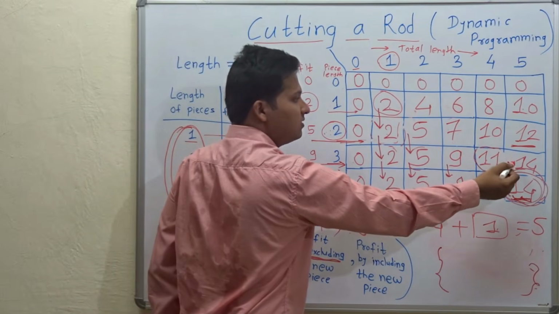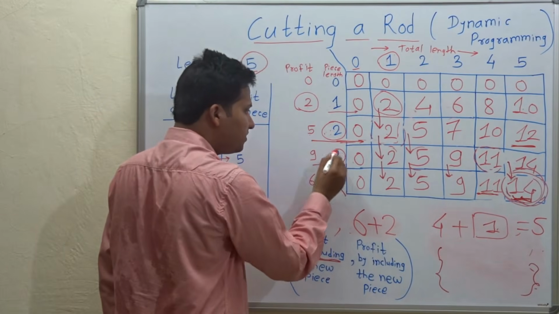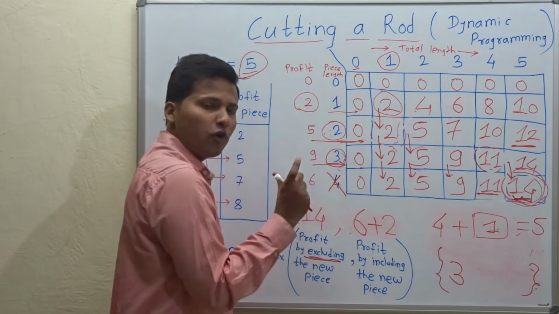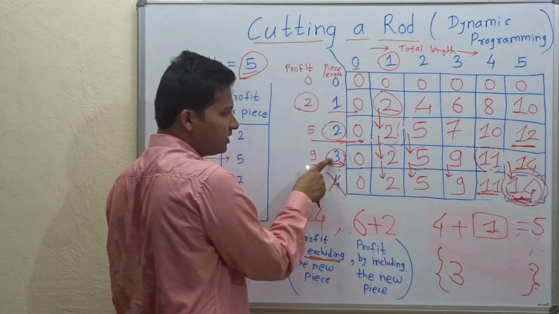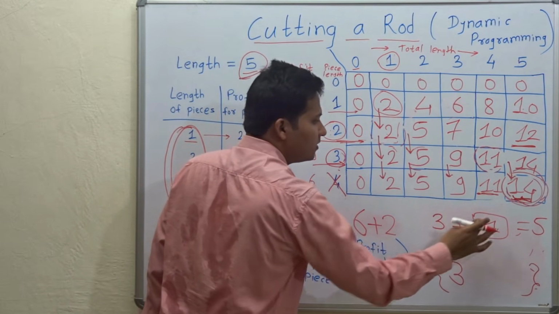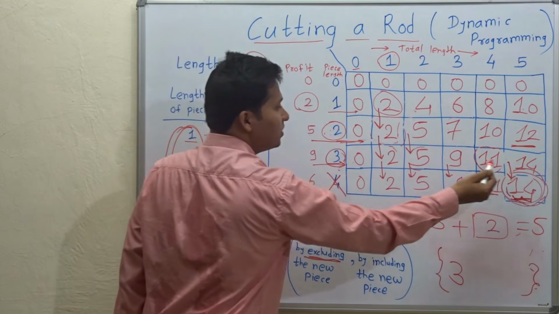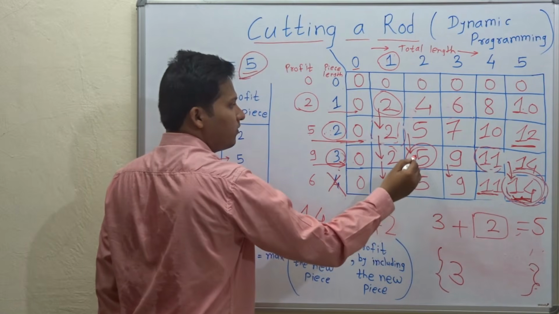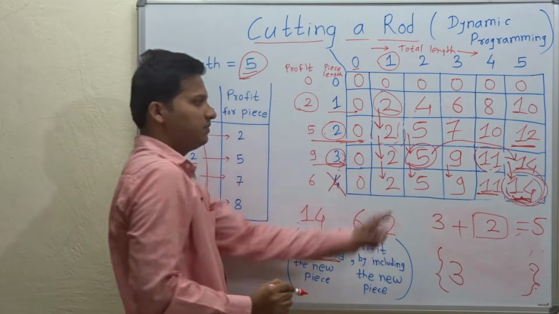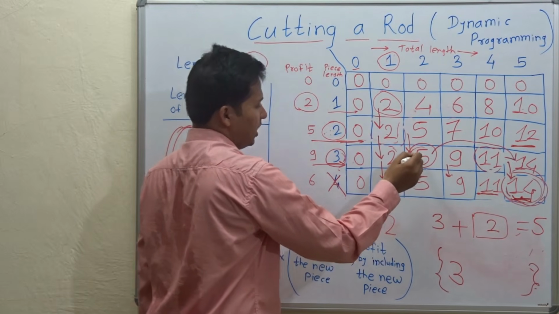Now this 14 has not come from the above cell, okay, which means we have included this piece. Now how has this 14 formed? Yes, we have included this piece of length 3, and when we include this piece of length 3, then the remaining length was 2. So in the same row, go to the second cell. So from this cell it was calculated, right? Which means you have to now concentrate on this cell.